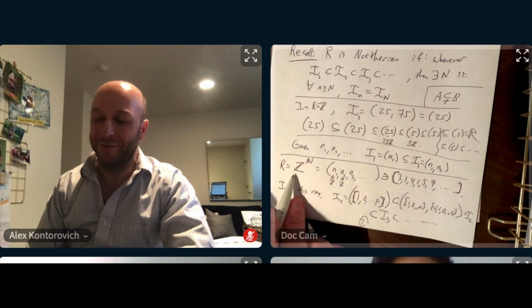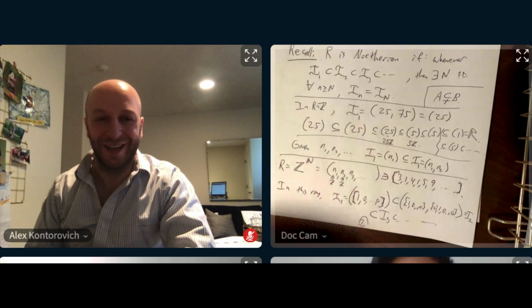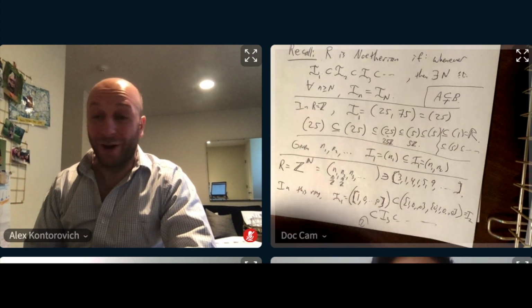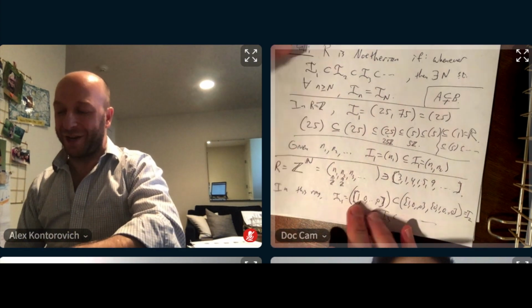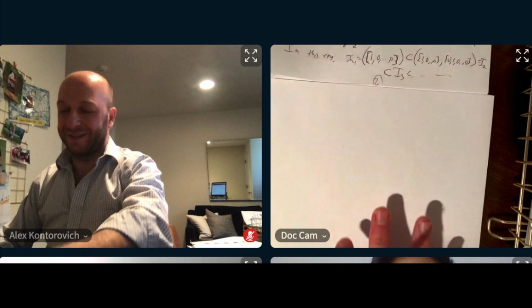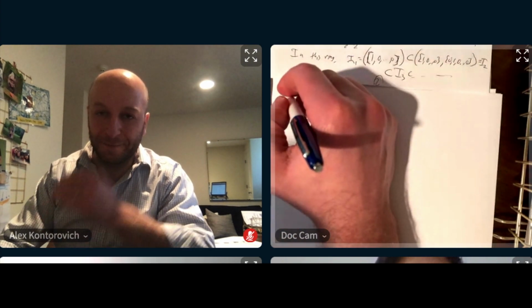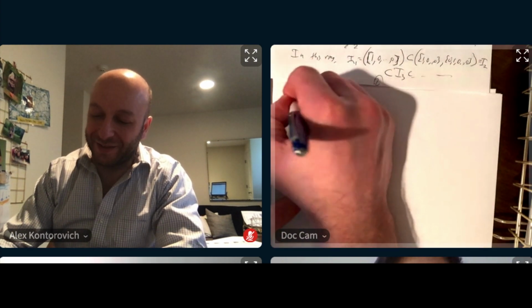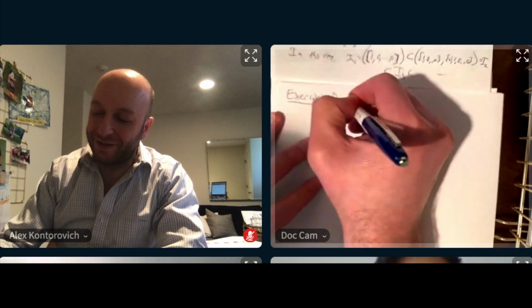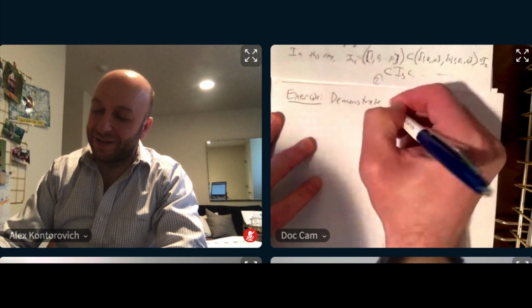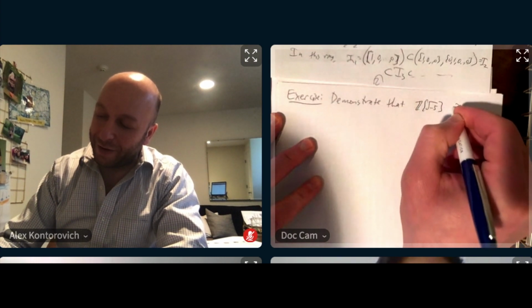You have to get to pretty weird rings before they're, well, no, they don't have to be anywhere near that bizarre, because the ring Z adjoin root minus 5 is not Noetherian. So let me make that a challenge exercise. Challenge exercise. Let's think about this. Exercise: demonstrate that Z adjoin root minus 5 is not Noetherian.